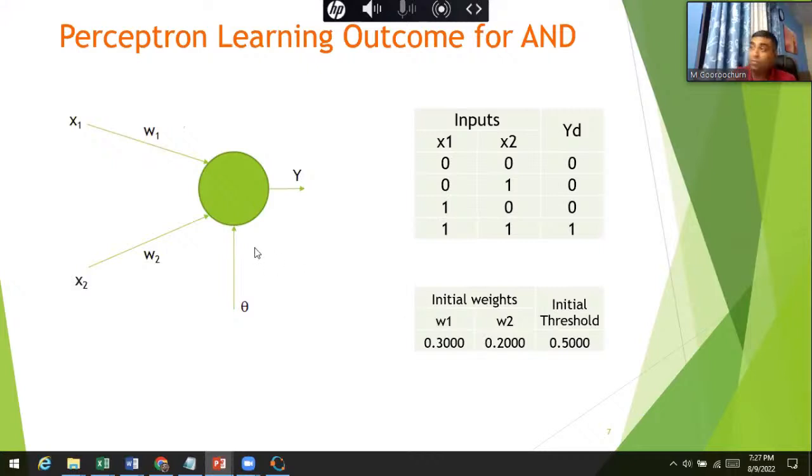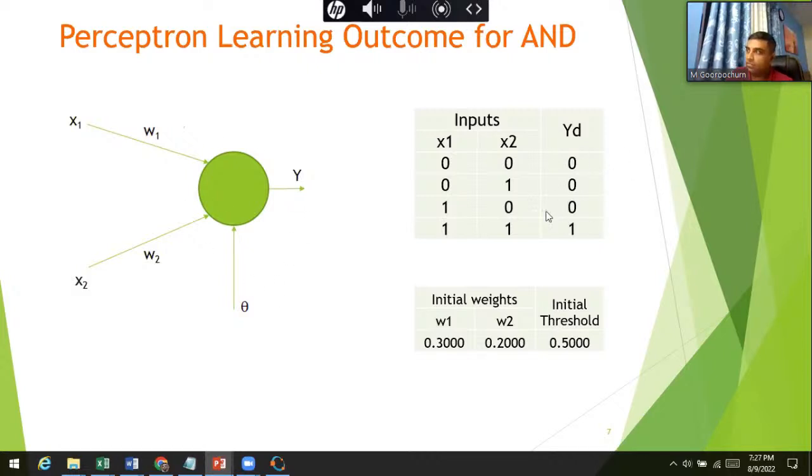So now you know how to activate a neuron. You should be able to understand that if I use 0.3 here and 0.2 here and 0.5 for the threshold, and then you start feeding these different combinations, x1 0, x2 0, you should get y to be 0. It means with these weights and threshold, your neuron is able to get the desired output.